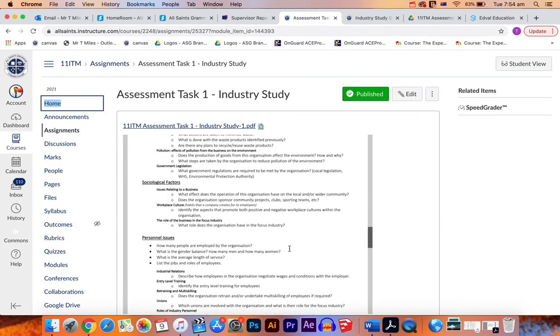So sociological factors, these are quite simple questions to answer. Some of this you won't find in research, but you'll just have to come to conclusions based on the information available. So things like, what effect does the operation of this organization have on the local and wider community? There's a lot of things you could answer here.